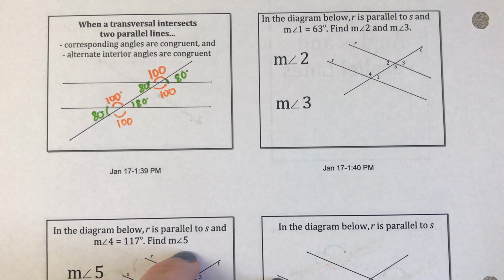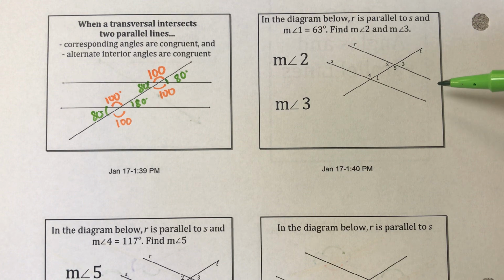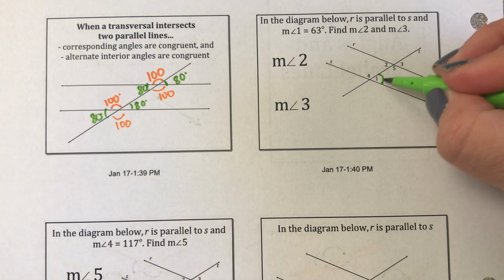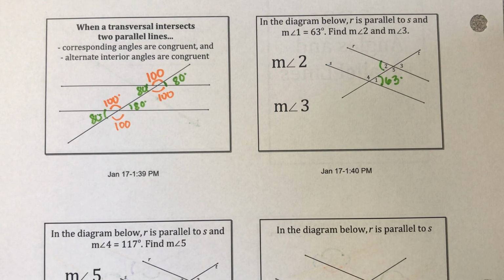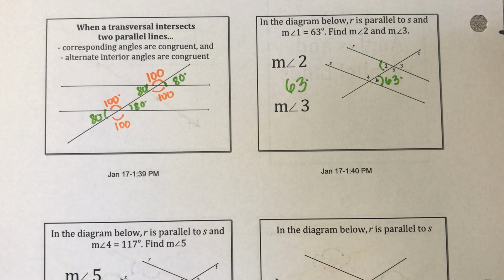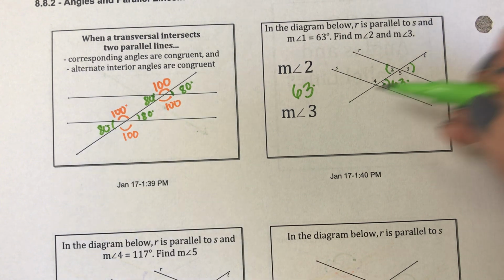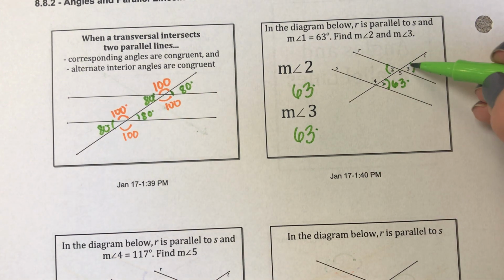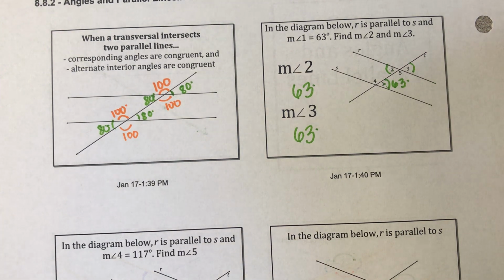So look at this one on the right. It says in the diagram below, R is parallel to S. So these two lines are parallel. And the measure of angle 1 is 63 degrees. So it asks you to find the measure of angle 2 and angle 3. So what would angle 2 be? It's 63 degrees because these two are alternate interior and alternate interior angles are congruent. And then what about angle 3? 63 degrees because 2 and 3 are vertical, which means they're the same, or you could say that angle 1 and 3, they're corresponding, so they have to be the same.